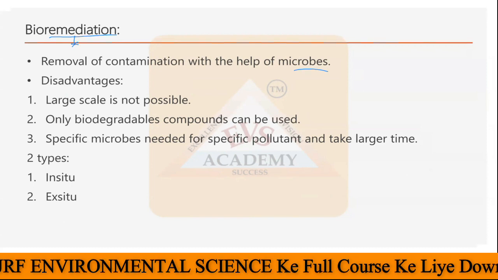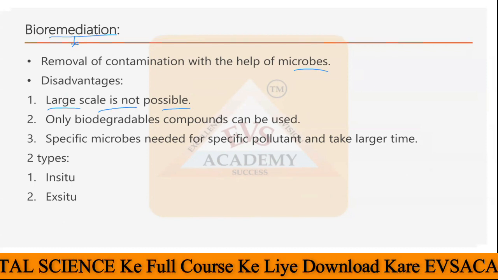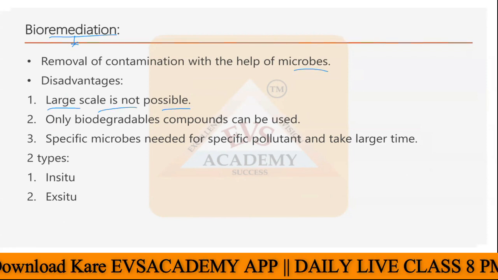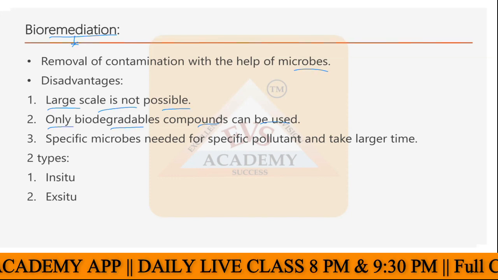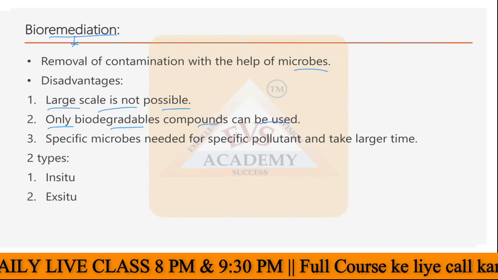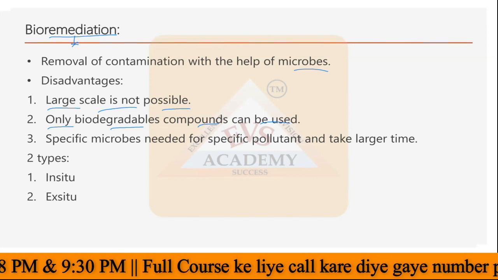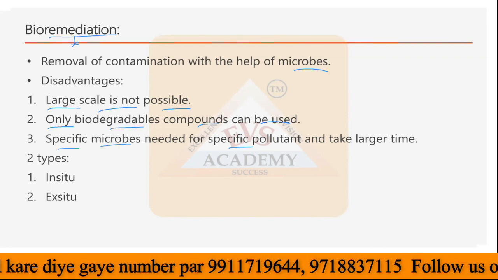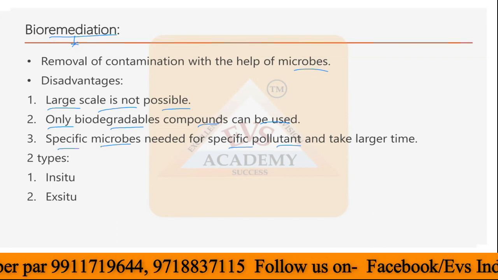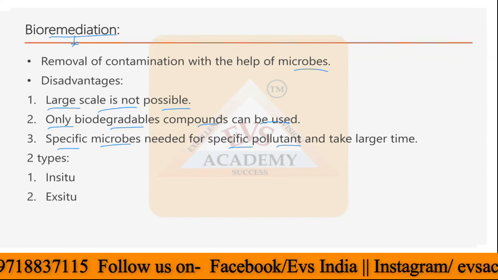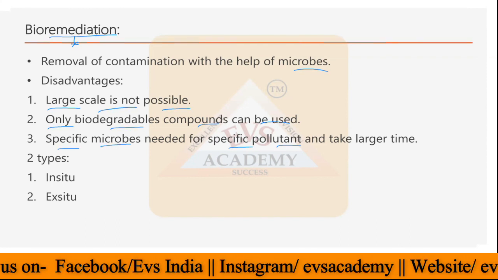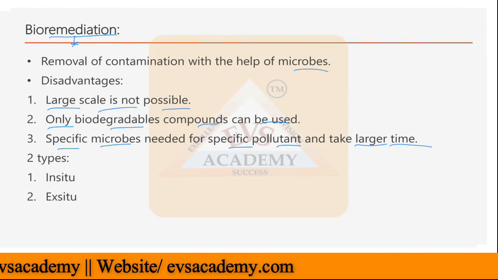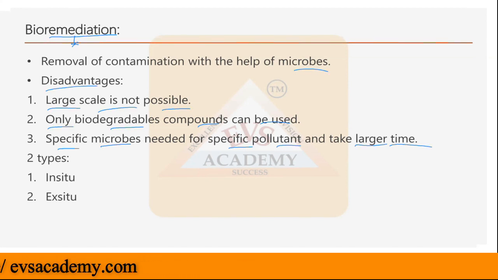The disadvantage here is that large scale is not possible, because a large amount of microorganisms, or the bio thing, is required here. Only biodegradable compounds can be used here. If any compound is non-biodegradable, for example plastic, you cannot remove it with the help of bioremediation. Another disadvantage is that only specific microbes can be used for a specific type of pollutant. If you introduce any other kind of organism, it is not going to degrade it. And it takes a very long time. So these three are the disadvantages related to bioremediation.